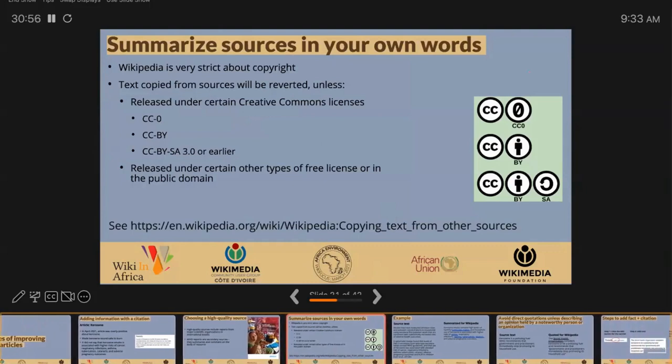And this is a report that I happen to have read through while working on the article on energy poverty and cooking. So what we need to do is find a good source, and summarize the source in our own words.